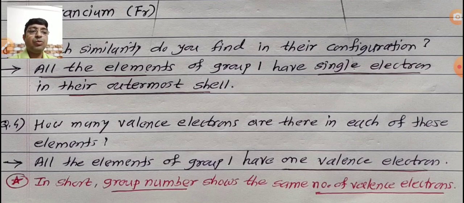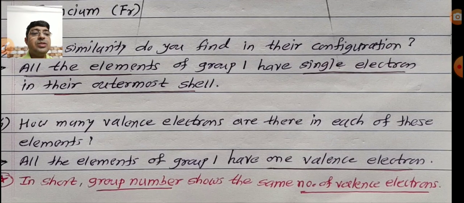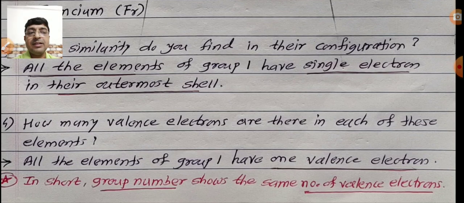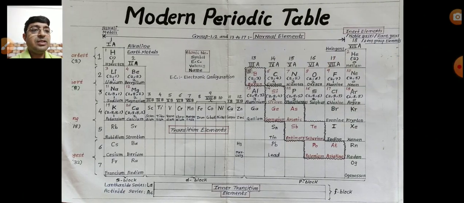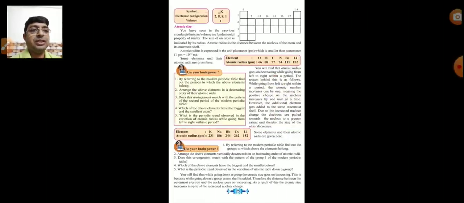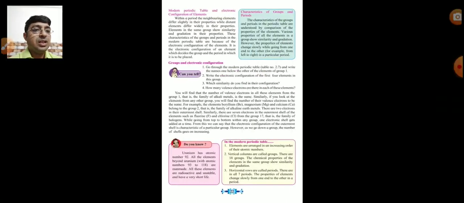So in short, what we learn from this is that the group number shows the same number of valence electrons, meaning the same number of electrons present in the outermost shell as per the group number. This is the first point. Now what are the next questions given? Check that.